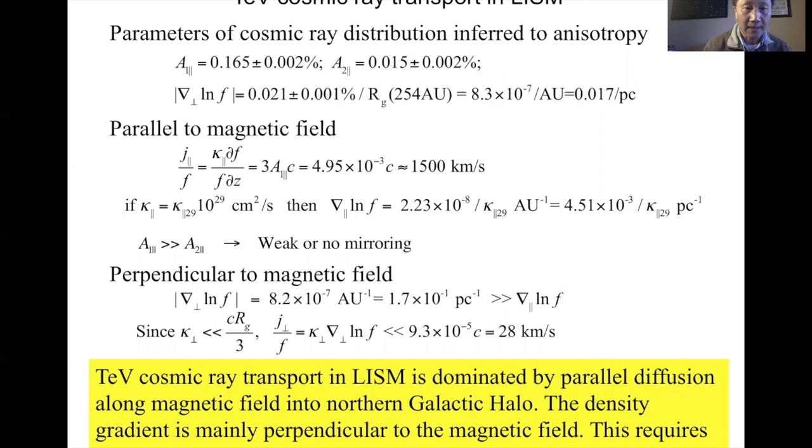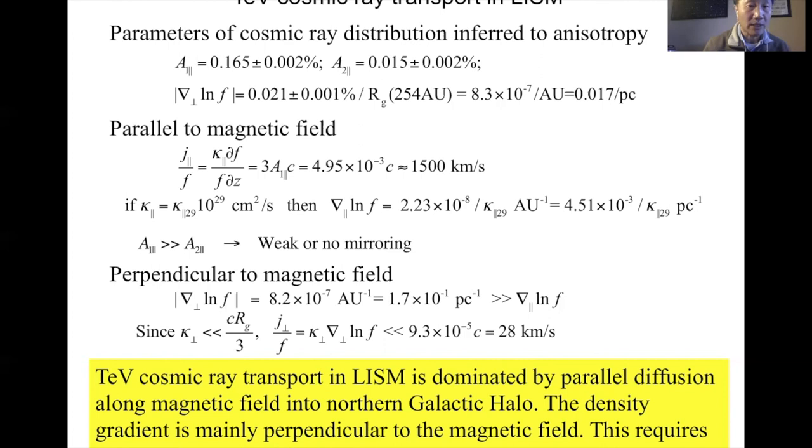If we assume a cosmic ray diffusion coefficient of this big, we would obtain the cosmic ray density gradient parallel to the interstellar magnetic field of this, or 0.045% per parsec, much smaller than the perpendicular gradient. In the parallel direction, we also found the second order anisotropy is small, meaning cosmic rays are not mirrored, or the magnetic field in the local interstellar medium is quite uniform, within the mean field phase of these cosmic rays.